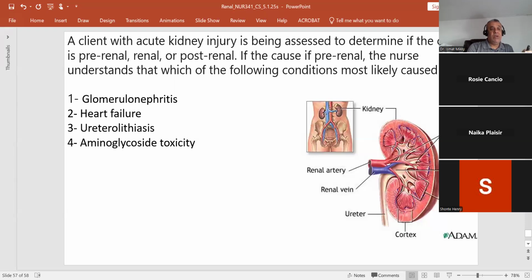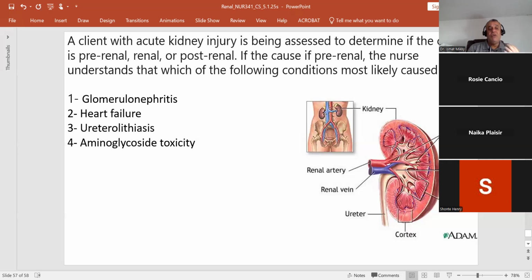Now, a client with acute kidney injury is being assessed to determine if the cause is pre-renal, renal, or post-renal. And this is the significant question. Make sure that you understand, because we went over this in Pathophysiology, but this is to review the 3 different types of renal failure. We have 3 classifications: pre-renal, intra-renal, and post-renal.